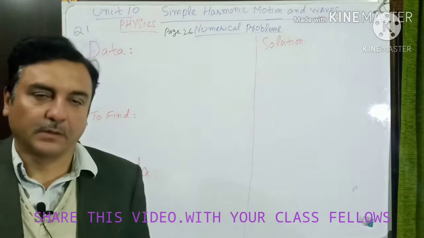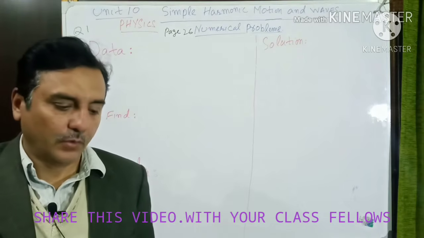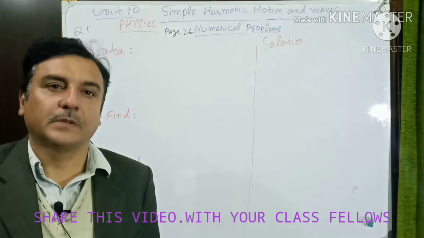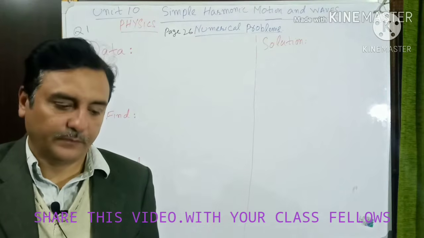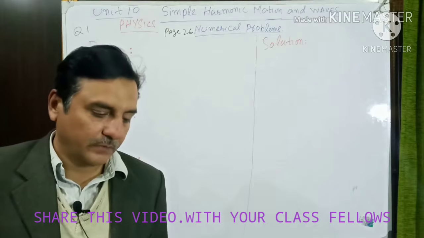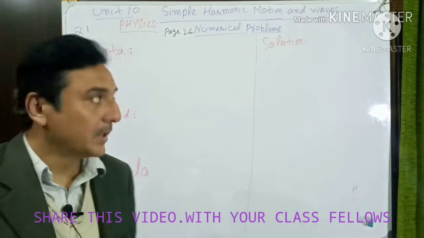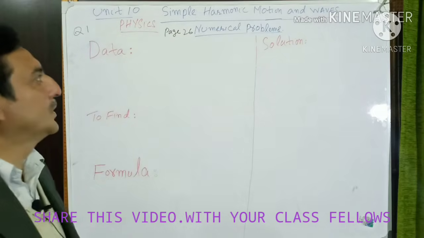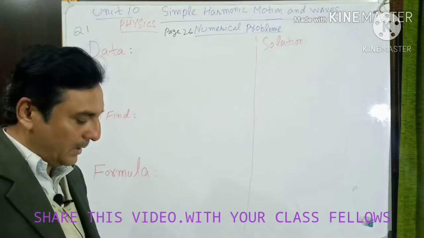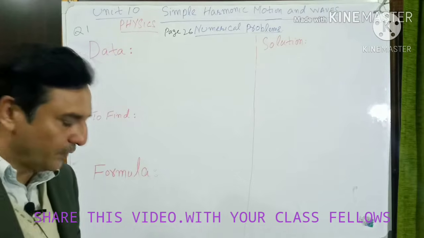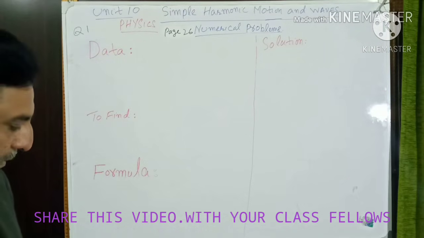Physics class 10. Board is Khyber Pakhtunkhwa. We will first do numericals of this book. So we start from chapter 10 or unit 10, simple harmonic motion and waves. There are 7 numericals. We do it one by one.